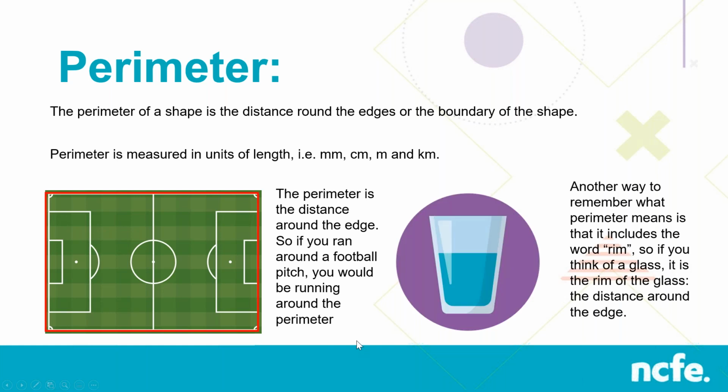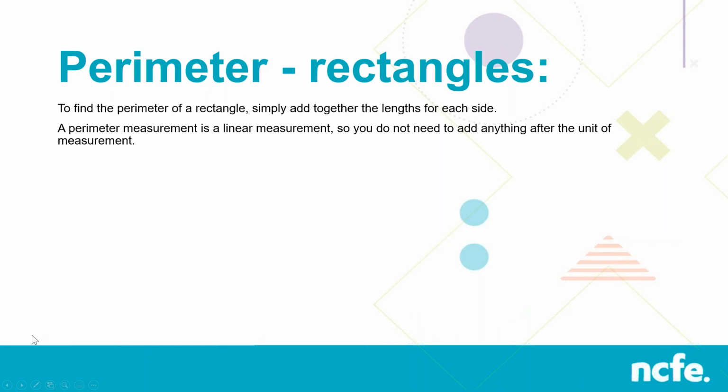Another way to remember what perimeter means is that it includes the word rim. If you think of a glass, it's the rim of the glass, the distance around the edge. To find the perimeter of a rectangle, simply add together the lengths of each side. A perimeter measurement is a linear measurement, so you don't need to add anything after the unit of measurement, for instance, unit squared or unit cubed. It would just be centimeters or meters.